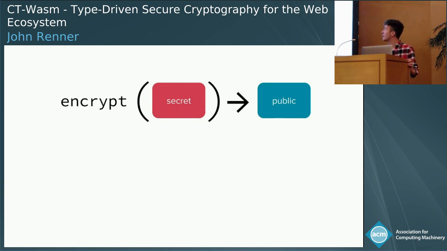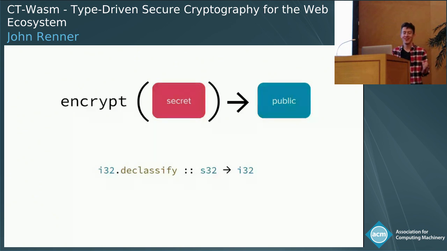So we have to introduce a new opcode. And this opcode is declassify. And it takes something that is secret and makes it public. And you may be thinking, well, what's the point? We went to all this effort to keep things secret, and now we're just making them public again. While this is necessary, it is entirely unsafe. And so we want to restrict the places in the language where we can actually use it.